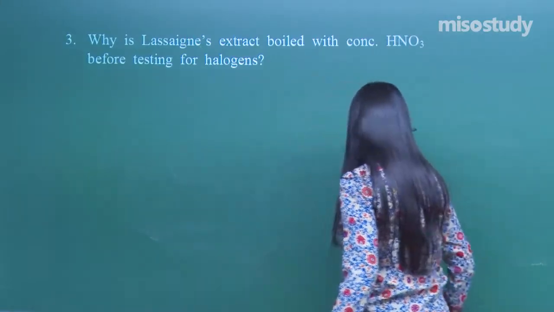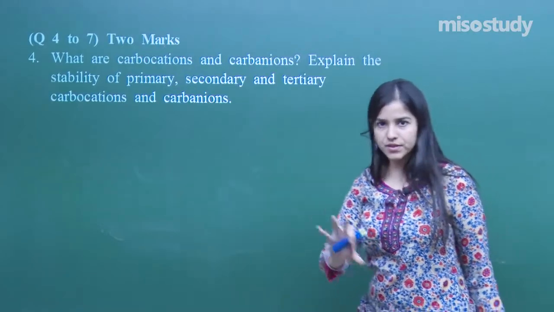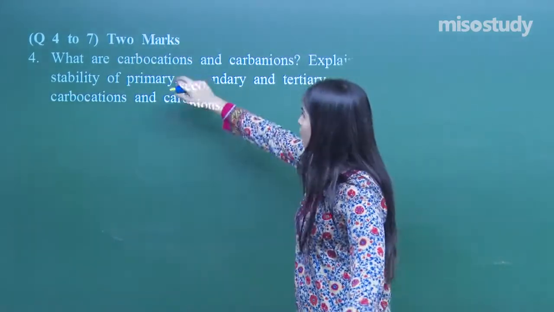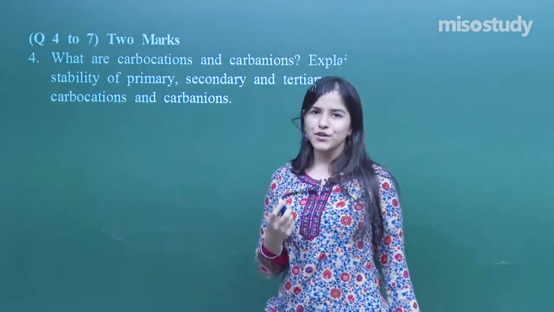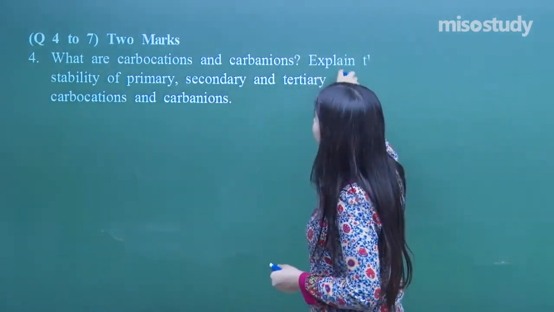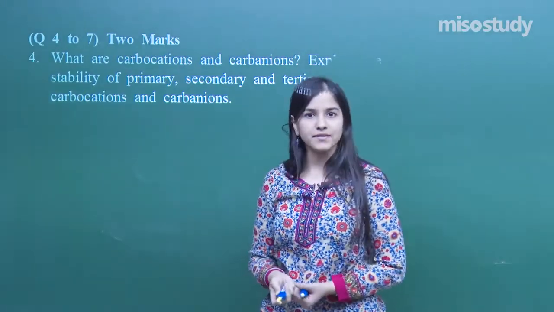Let's move to the next question. Now questions 4 to 7, 2-mark questions. Keep that in mind so that you are able to answer it properly. What are carbocations and carbanions? Explain the stability of primary, secondary, tertiary carbocations and carbanions.